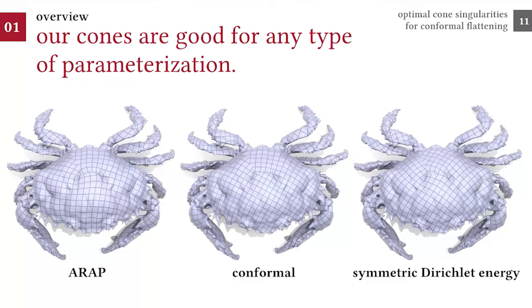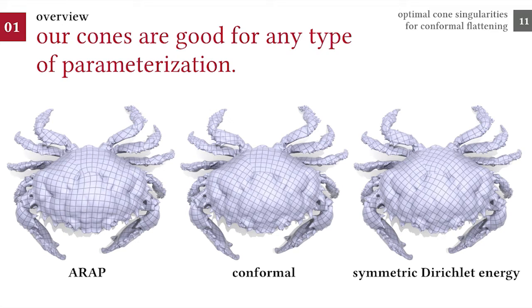Now, the cones we compute are globally optimal for conformal maps, but by cutting up the surface through these cones, we just have generally good surface cuts that are also good for minimizing other parameterization energies. And the reason for this is that once you're already close to being isometric, all maps look more or less the same. And this is really the beauty of working in this conformal setting.